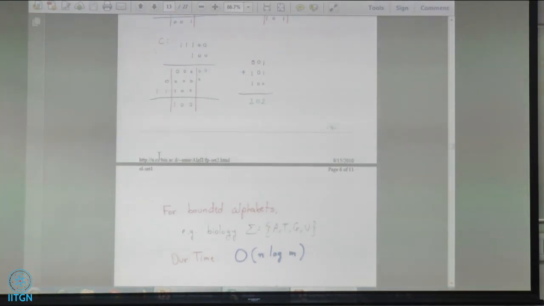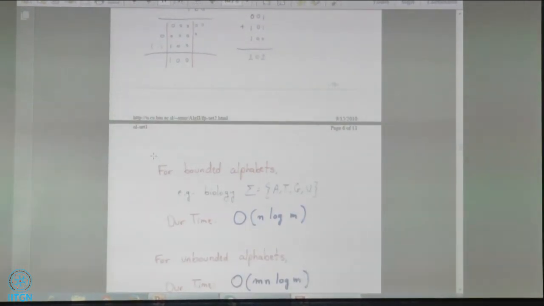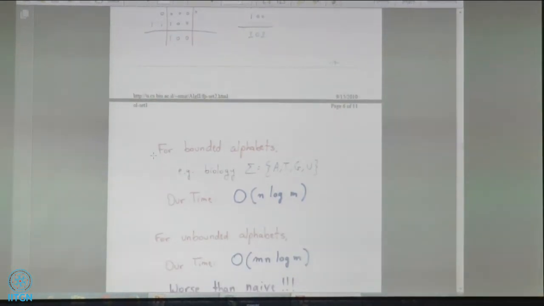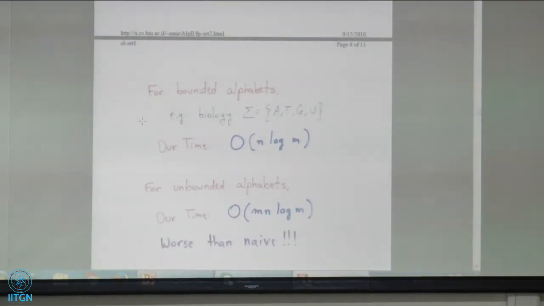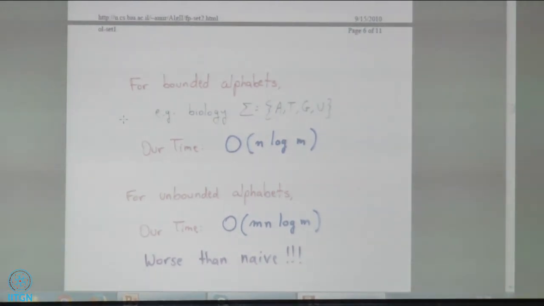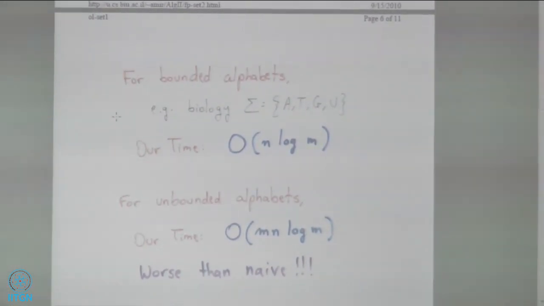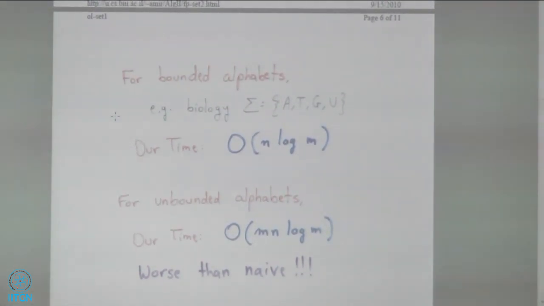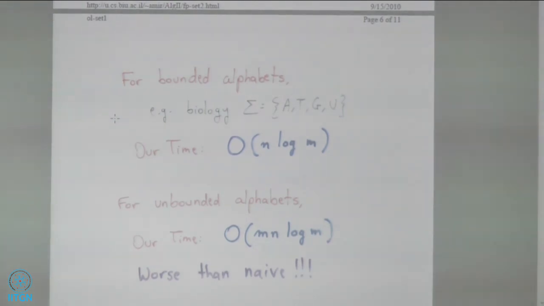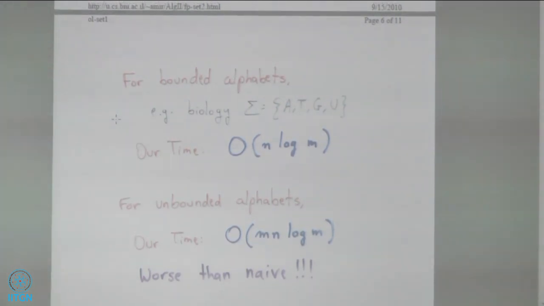So for bounded alphabets, for example in biology, where this is what you have on your RNA, our time is O of n log m. For unbounded alphabets, and this is the sad thing, our time comes out to m because the sigma for unbounded alphabet is going to be m plus 1, which is O of m. So you do m multiplications. Now, mn log m is worse than nm. I mean, you're really, really suffering.